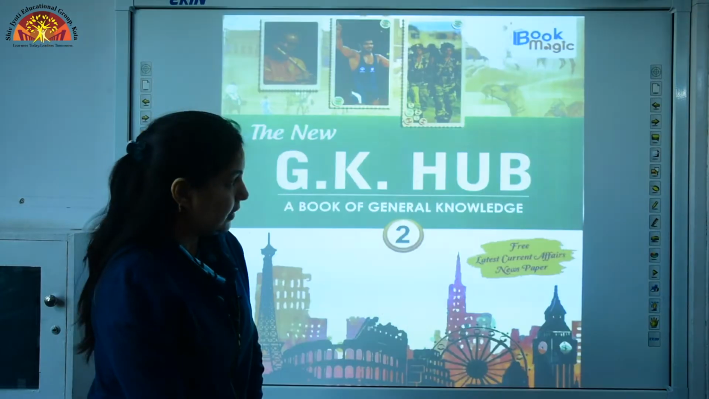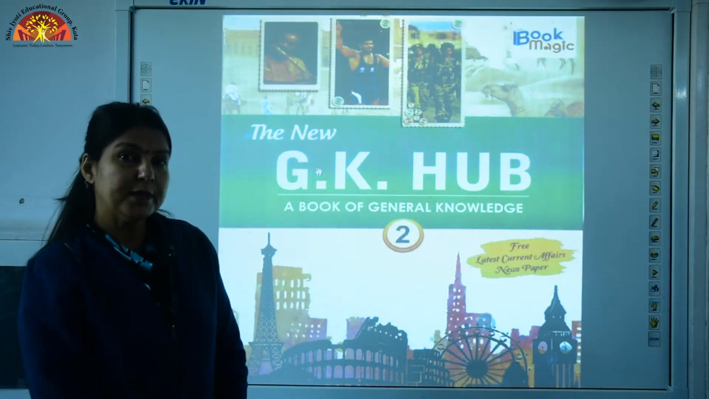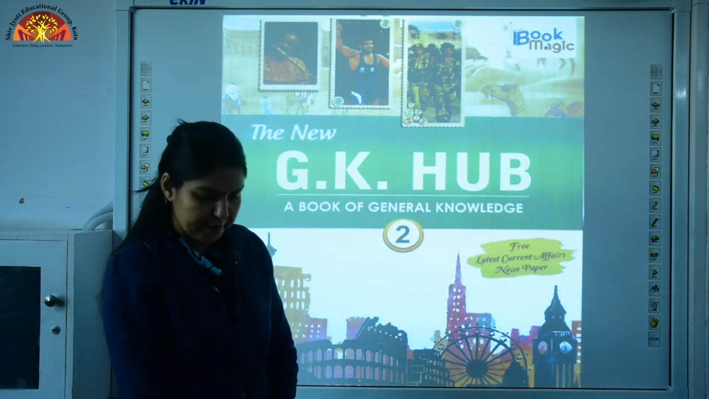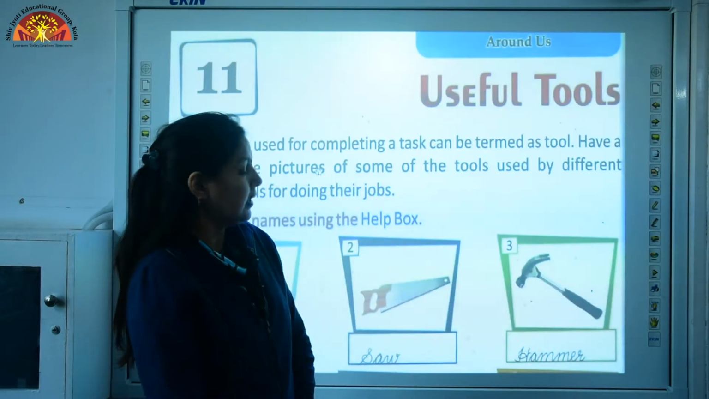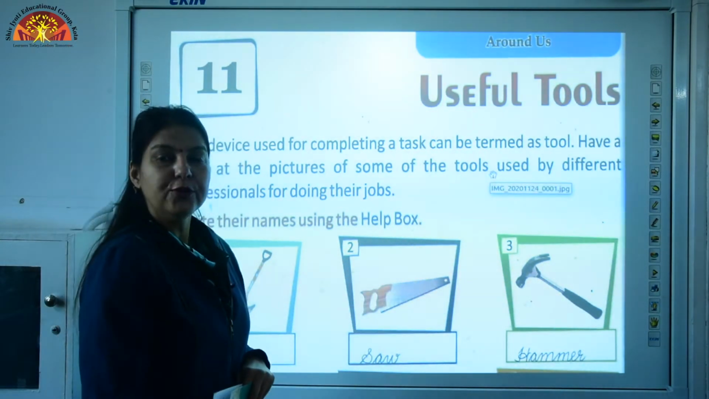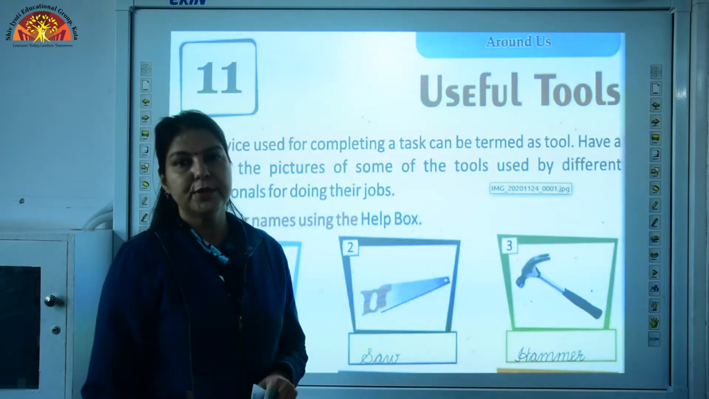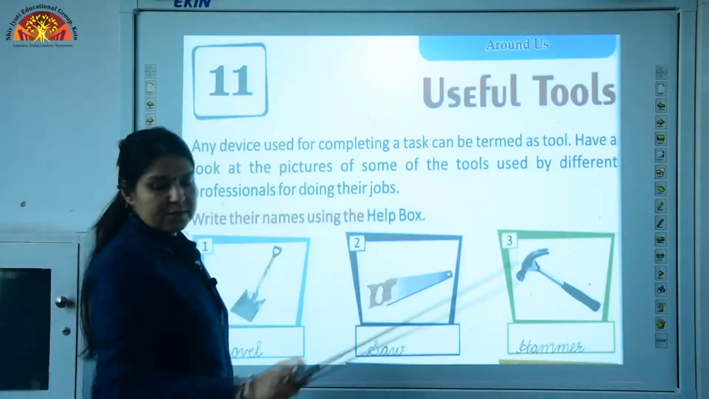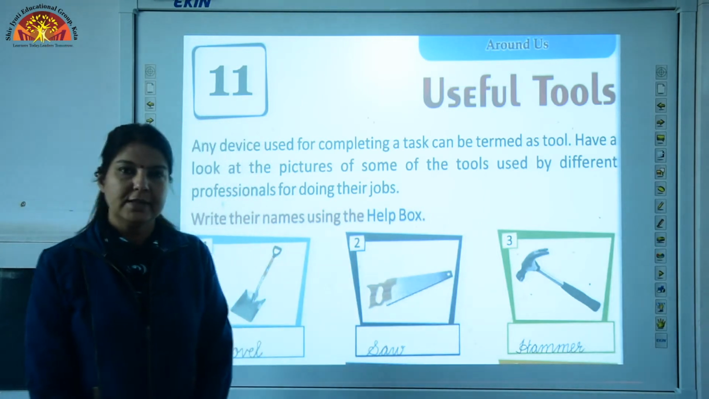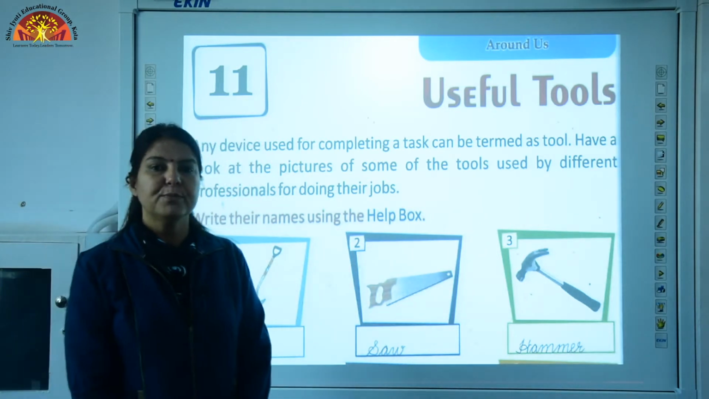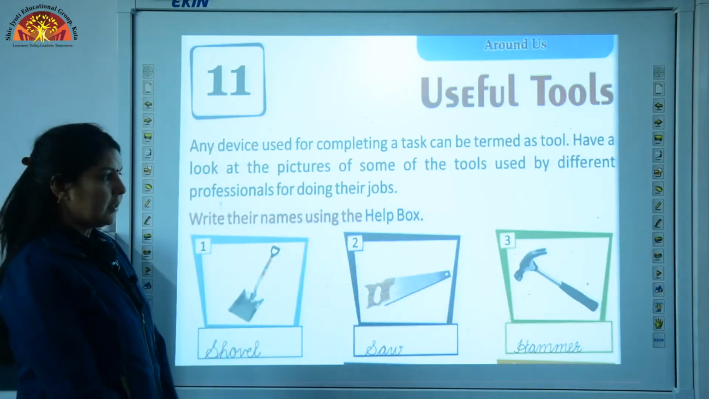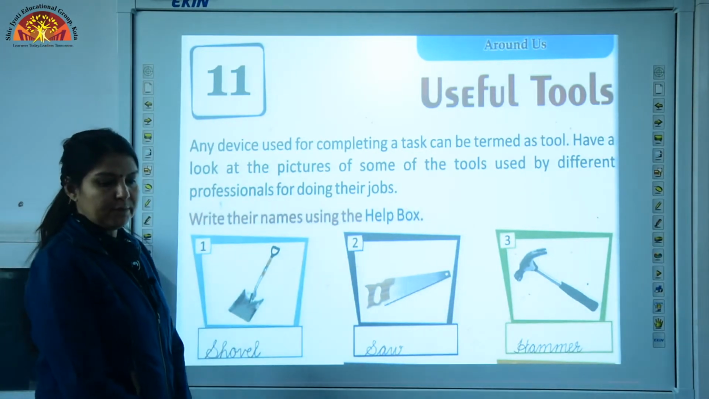Children, today we will see chapter 11 and 17 in your GK book. So first we will study chapter 11. This is useful tools. So take out your books and open page number 20. Children, what is a tool? A tool is a mechanical device that is used for making our task easier. So, here few pictures are given of tools, we will see them one by one.